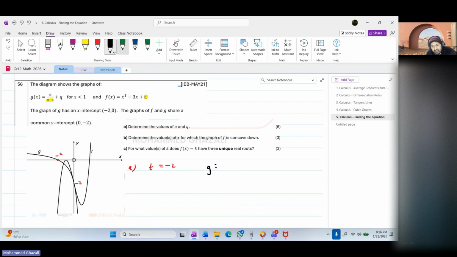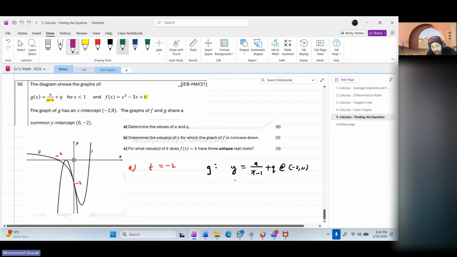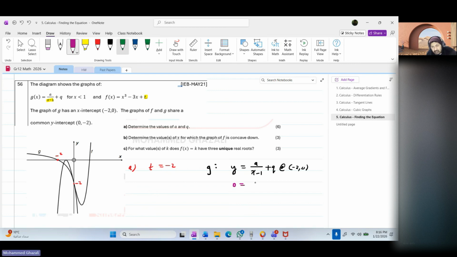So now we know the function g is y equals a over x minus 1 plus q. And one coordinate is given at -2, 0. So you're going to say at -2, 0, the y value is 0. The x value is -2. So a over -2 minus 1 is -3, plus q.